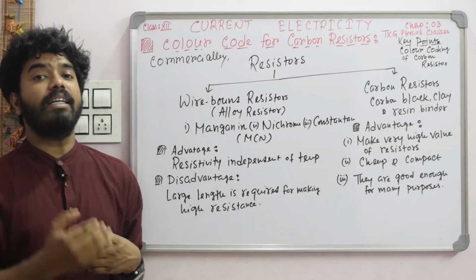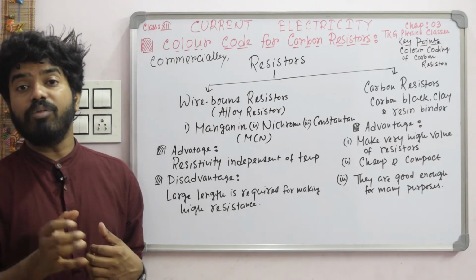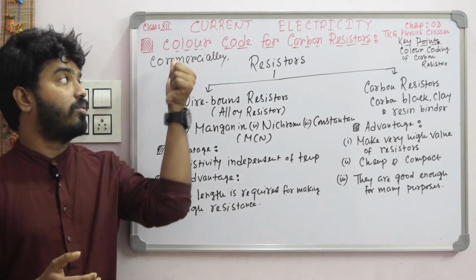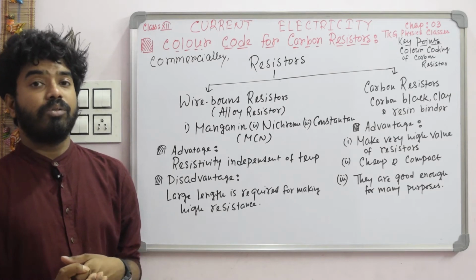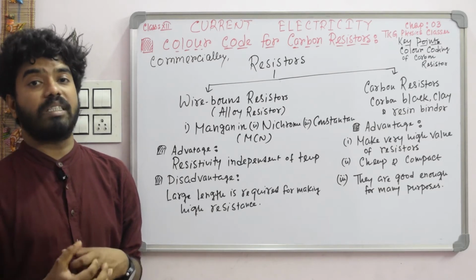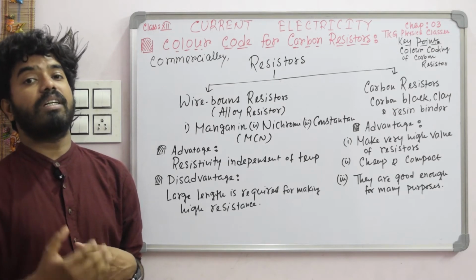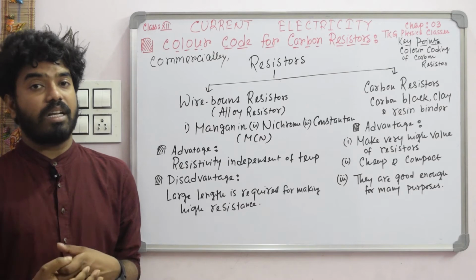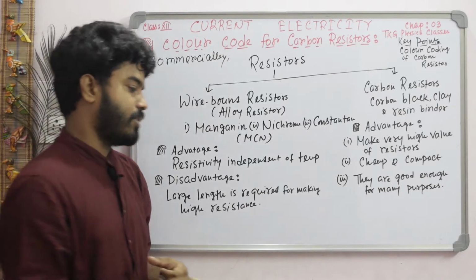So for finding the resistance value of carbon resistors, we use the color code system. Now here we have to know what is color code and how to measure the resistance using a color code for carbon resistors. Okay, write it down first.